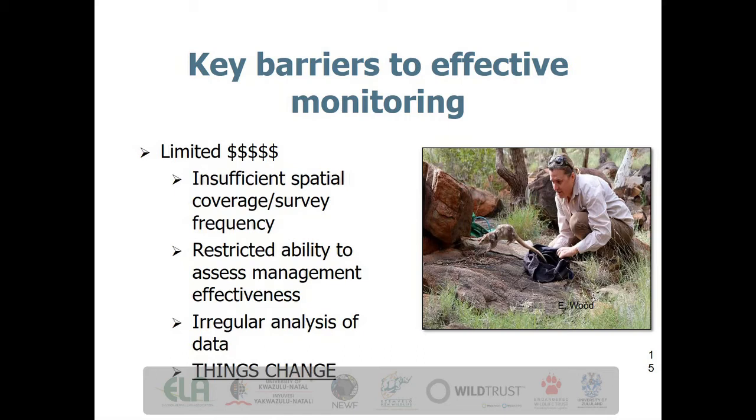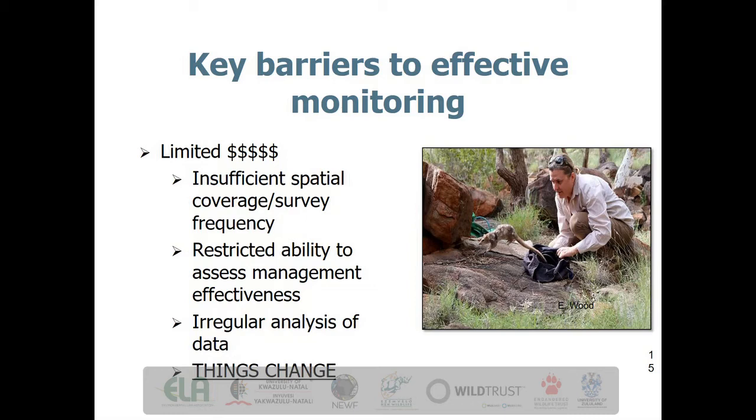And surprisingly, one of the things that we often see as a problem with monitoring data is that it actually doesn't get analysed. And so we can't really tell if, for example, a management intervention to control populations of animals has been effective or not.